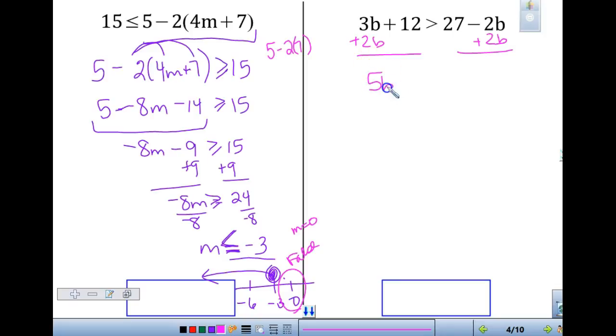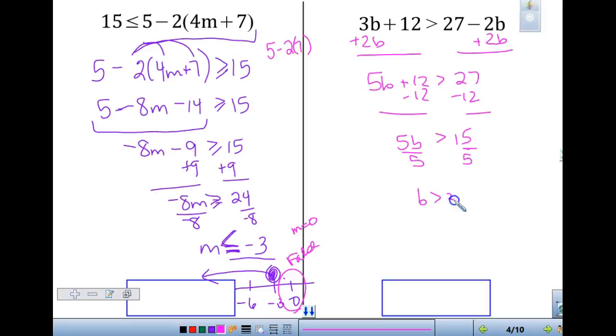So we get 5b plus 12 is greater than 27. We're going to subtract 12 from both sides. And when I do that, Hale, I'm left with 5b is greater than 15. It's greater than 15. And I divide both sides.